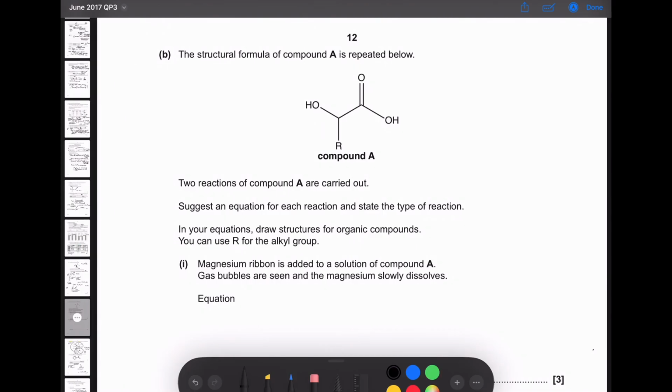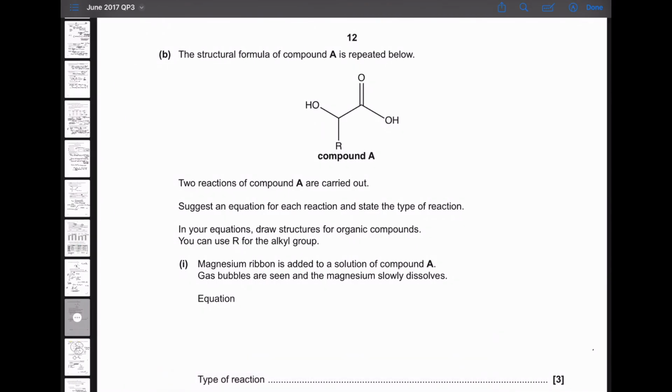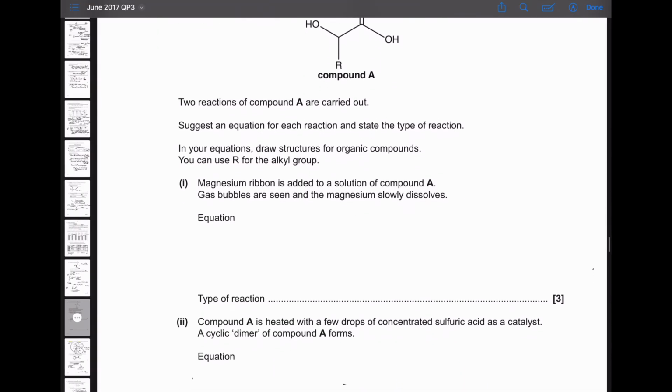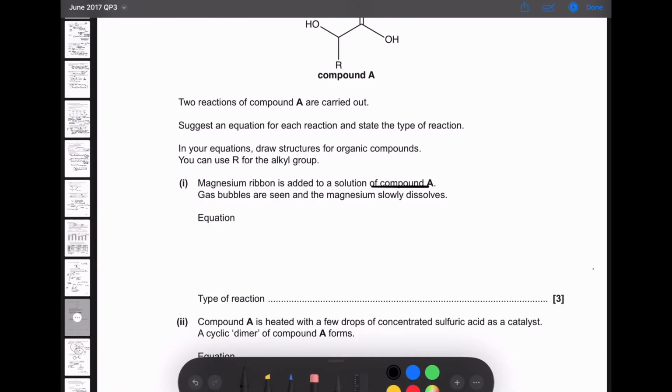The structural formula of compound A is repeated below. 2 reactions of compound A are carried out. Suggest an equation for each, and state the type of reaction. In your equations, draw structures for organic compounds. You can use R for the alkyl group. Magnesium ribbon is added to a solution of compound A, and gas bubbles are seen, and the magnesium slowly dissolves. So we're adding a metal to an acid. It's going to do the same thing that metals always do with acids. We're going to form a salt and hydrogen gas.